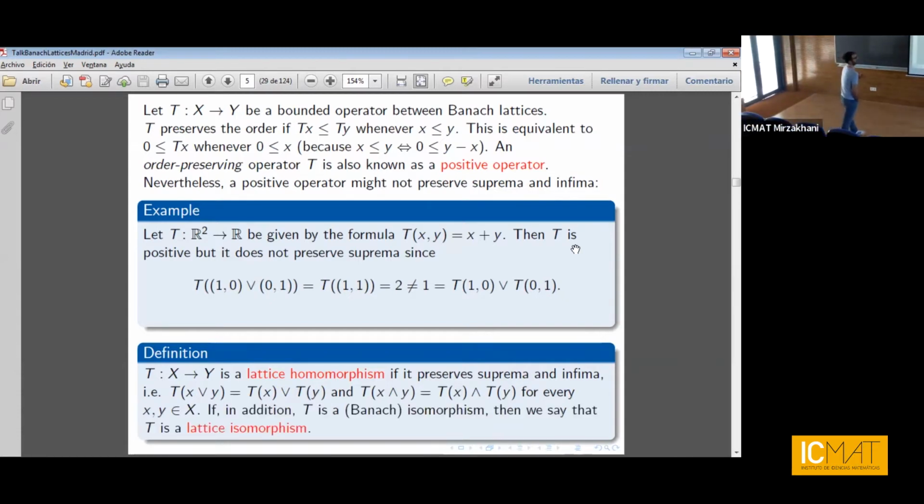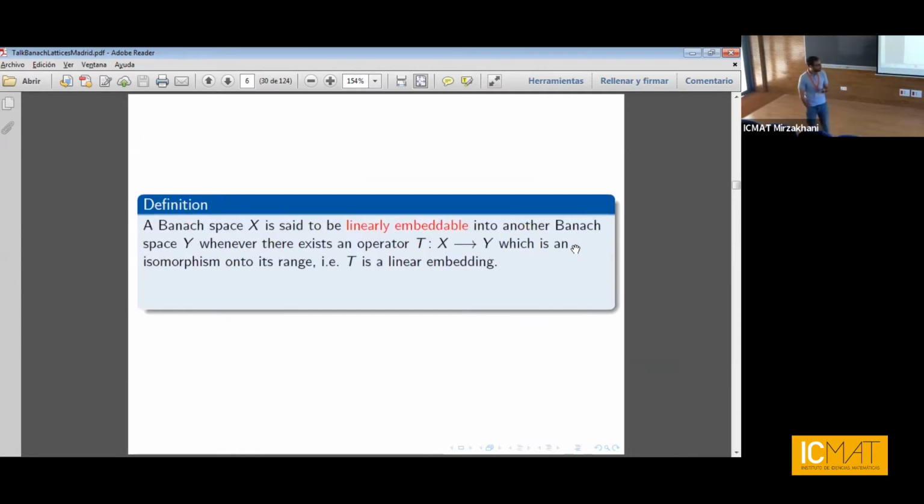If in addition this operator is a Banach isomorphism, then we say that it is a lattice isomorphism. I'm using here a slightly different notation. By a lattice isomorphism, I mean just onto its image, so this might not be surjective. Since we have different kinds of operators, we have different ways of embedding a Banach lattice into another Banach lattice.